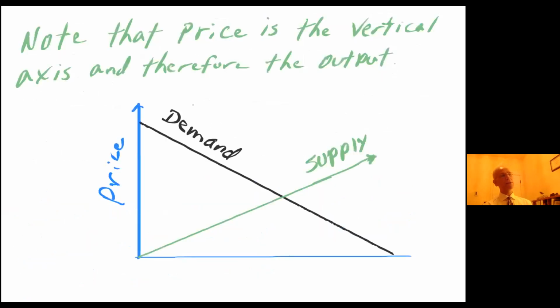All right. So notice that for both demand and supply, the price is my vertical axis. This is very important for you to remember. And therefore, price is the output. Price is not the input. Price is the output. Okay. Let's go to the next page.